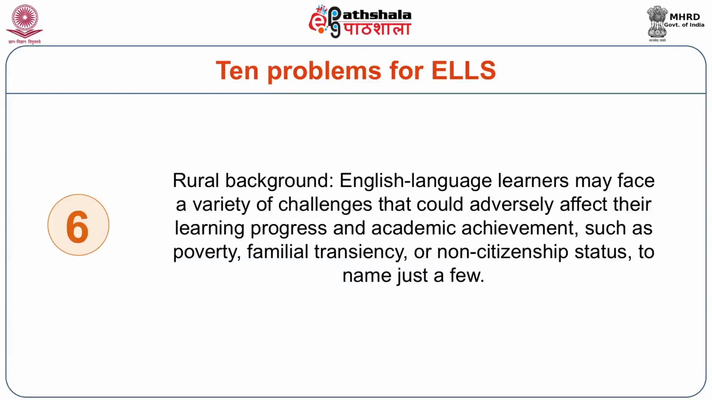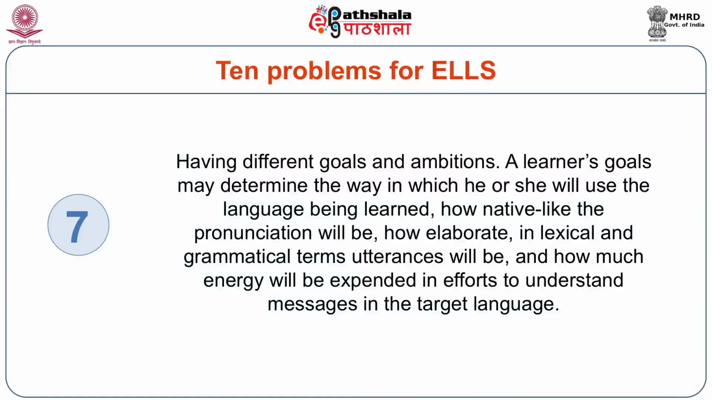Next point is the rural background. English language learners may face a variety of challenges that could adversely affect their learning process and academic achievements, such as poverty, familial transiency, or non-citizenship status, to name just a few. The problems of English language learners are manifold, and one that hampers their development may be having different goals and ambitions. Now it depends upon the person to person what he wants, why he is learning English language, what are his personal goals or ambitions.